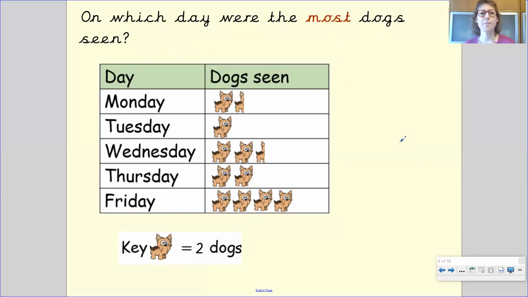On which day were the most dogs seen? Well, that's a nice one. We're looking for the one that goes out the furthest, and we can see that that's Friday.